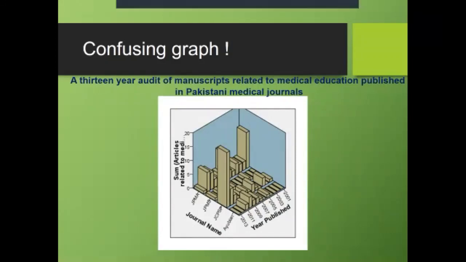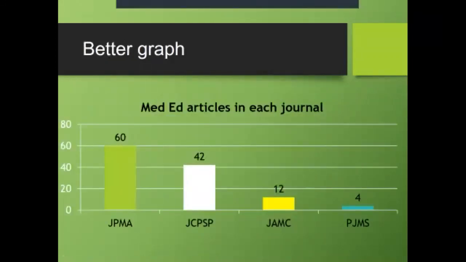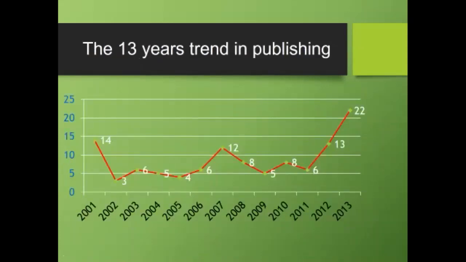The same graph was broken up and converted into 2 different graphs. So this is a graph which shows the number of medical education articles published in each of the 4 journals. And you can see that in JPMA it was 60, JCPSP 42, JMC 12, and PGMS 4. And I can also give you a linear trend of publishing in the last 13 years. And I can make a statement right here that in the last 3 years, the number of articles on biomedical education have been increasing in the country, as explained in the recent rise in the last 3 years: 6, 13, and 22. So this is how you go about it.